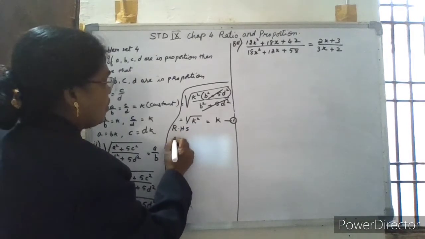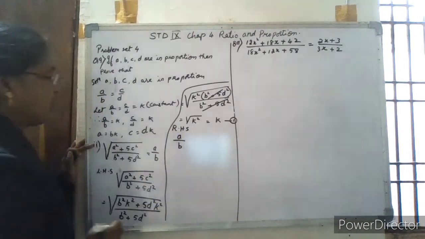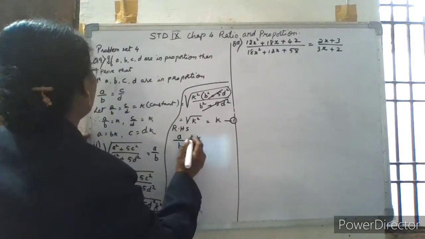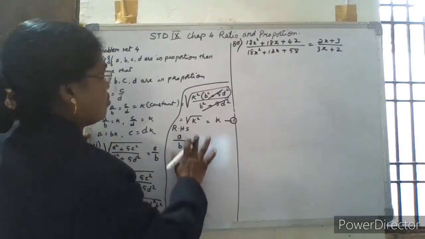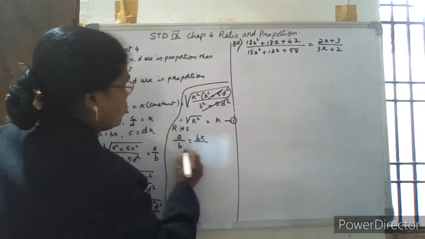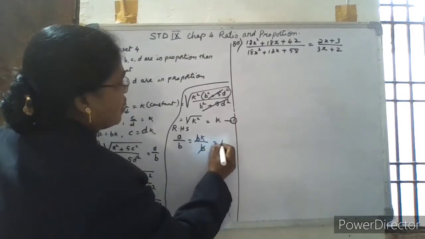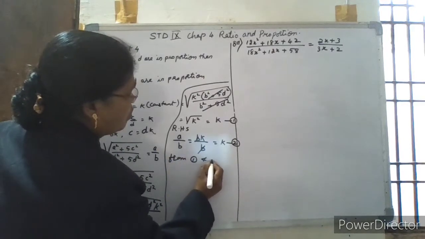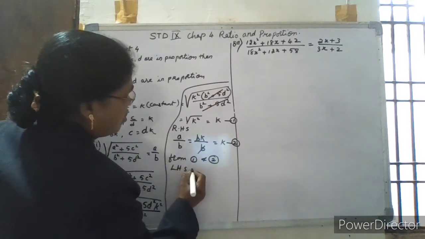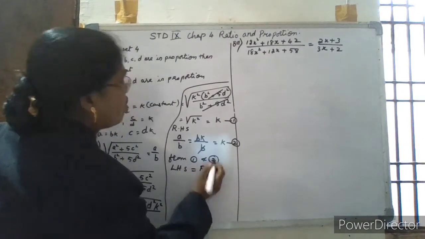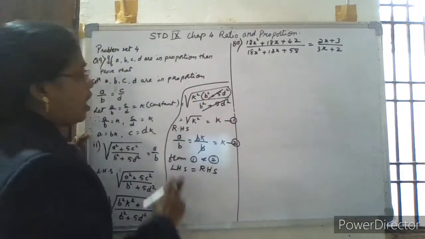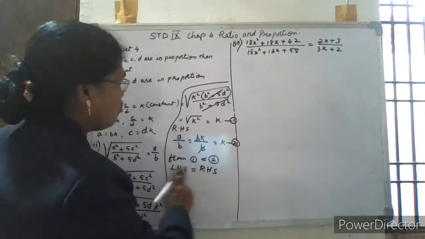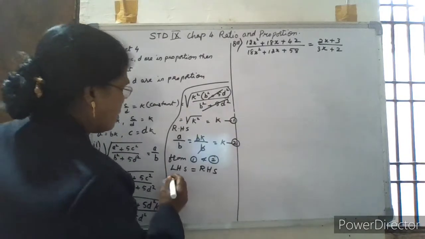Now we go to the right hand side. Right hand side, that only A by B is given. A value is equal to BK, sorry, BK upon this B as it is. B cancels, we are left with K. Point 2. So from 1 and 2, left hand side is equal to right hand side. Because left hand side solution we got K, and right hand side solution also we got K only.